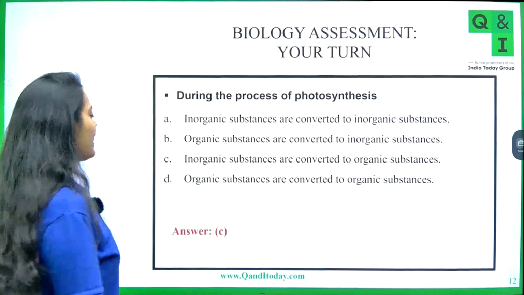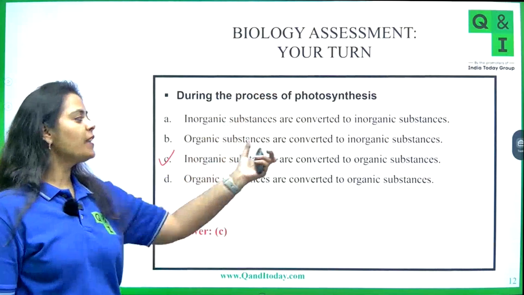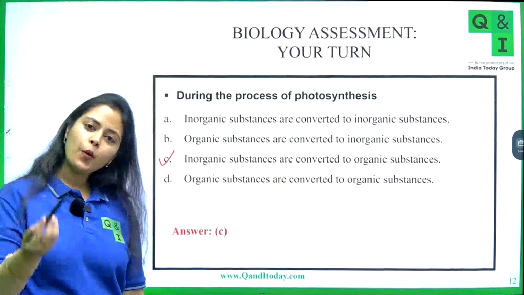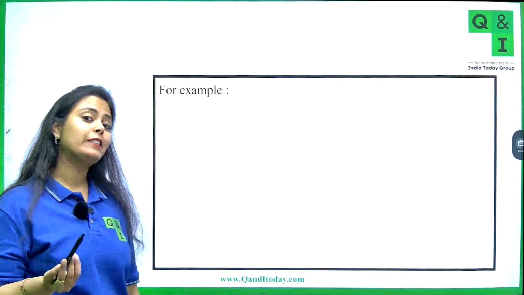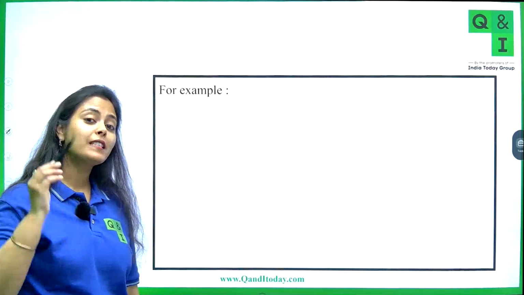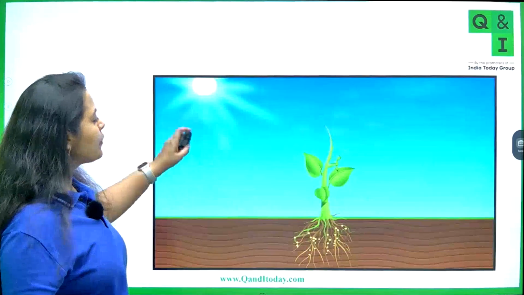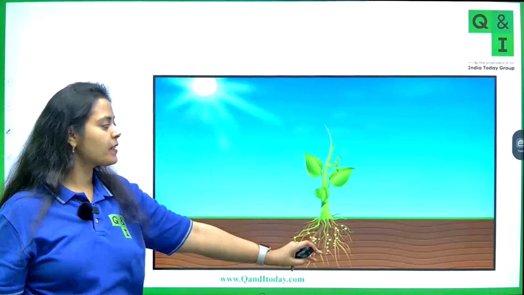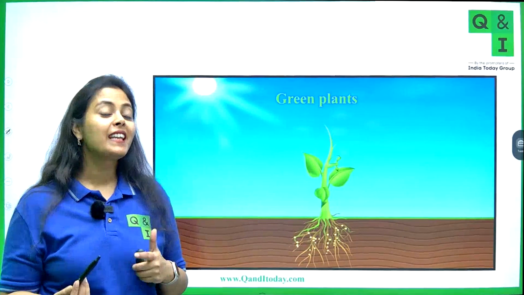The correct answer is option number C. So during the process of photosynthesis, inorganic substances are converted into organic substances. Now let's see what all are these inorganic substances and what is the organic substance which is getting produced. So students, first of all, let's see, here is a green plant. Okay, so green plants. Now why am I saying green plants?